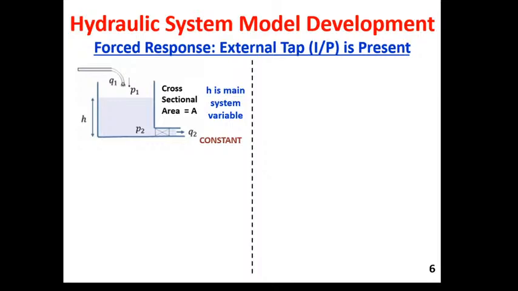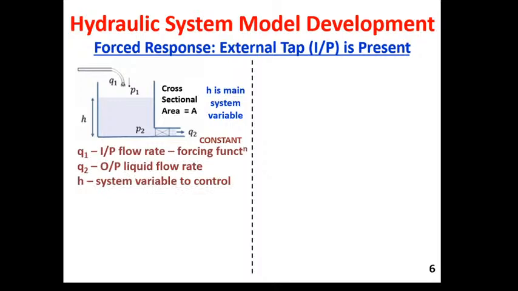So H(s) by Q1(s) will be the system transfer function. Let us see what the system parameters are. It is the same as previous. Q1 is the input flow rate. We are giving a constant flow rate, so Q1(t) is a step function and it's constant.